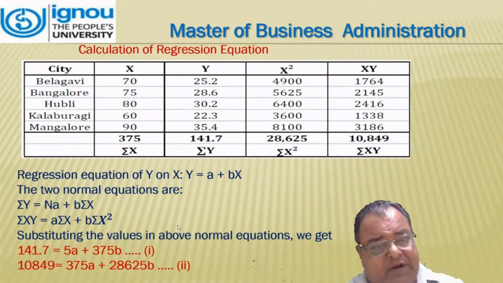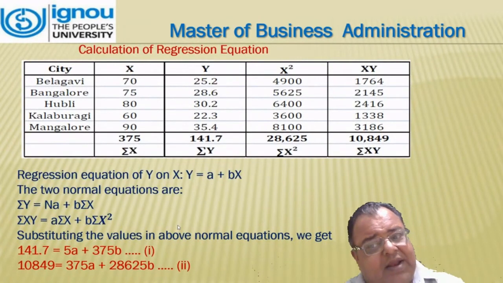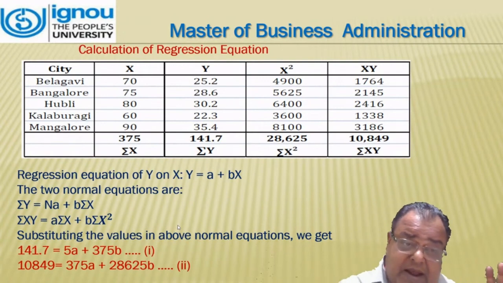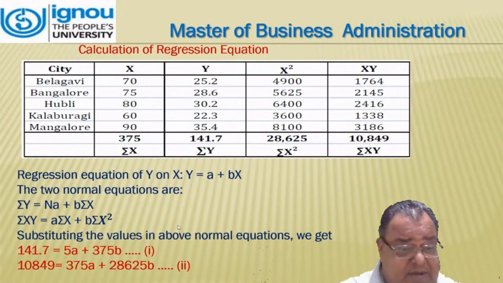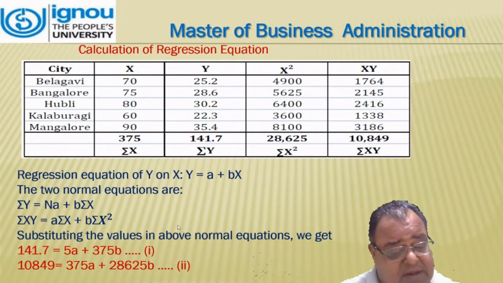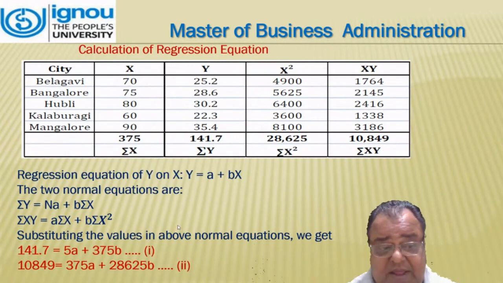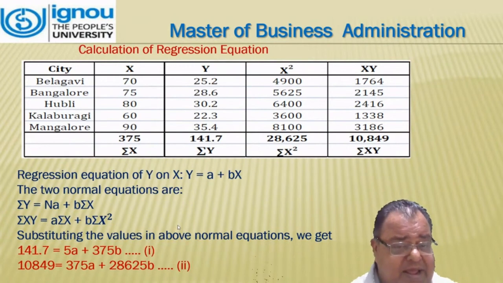Since x and y are given to us and the numbers are small, we are just squaring them to get x square. The regression equation of y on x is given by y equal to a plus bx. This is a normal linear line. Now we have been asked to apply the least square method, so we apply sigma y equal to na plus b sigma x, and the second equation, sigma xy equal to a sigma x plus b times sigma x square. Going back to the data, we have already calculated all the values.